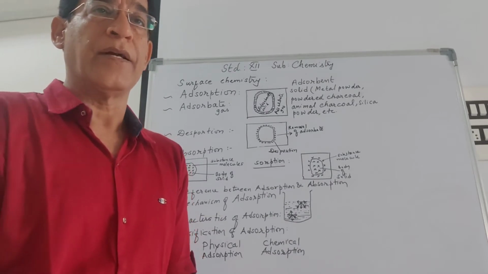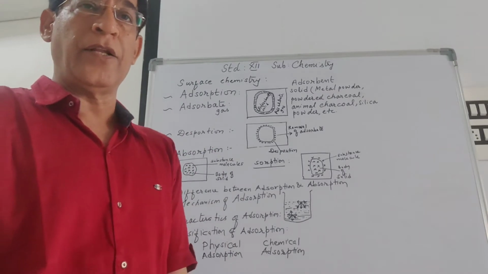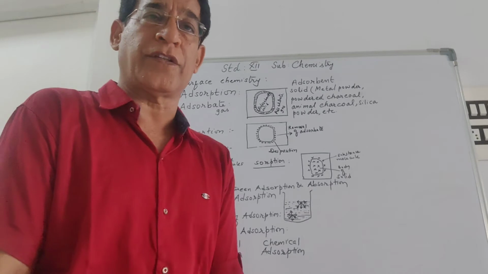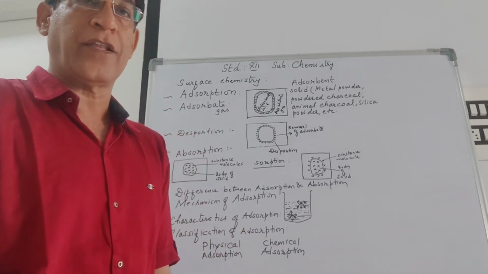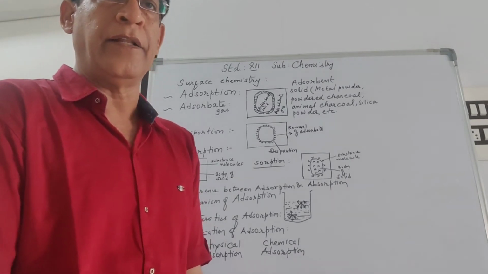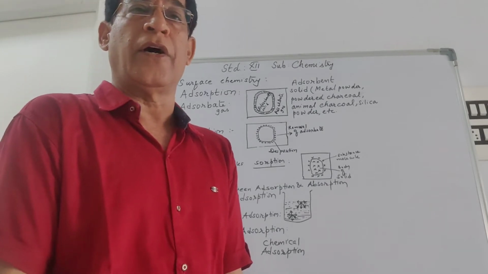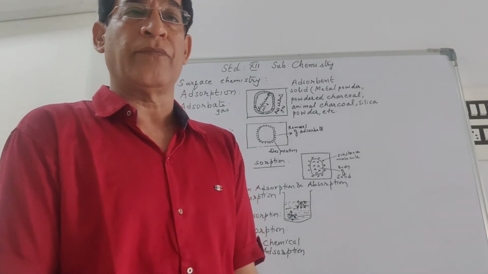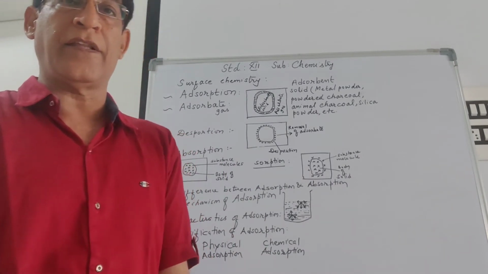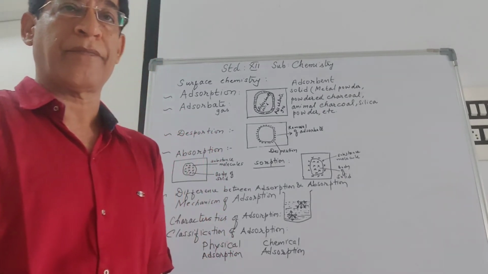Adsorption. Definition of adsorption: the phenomenon of attracting and retaining the molecules of a substance on the surface of a liquid or solid, resulting in a higher concentration of the molecules on the surface, is called adsorption. Adsorption of gases at a metal surface is called occlusion.